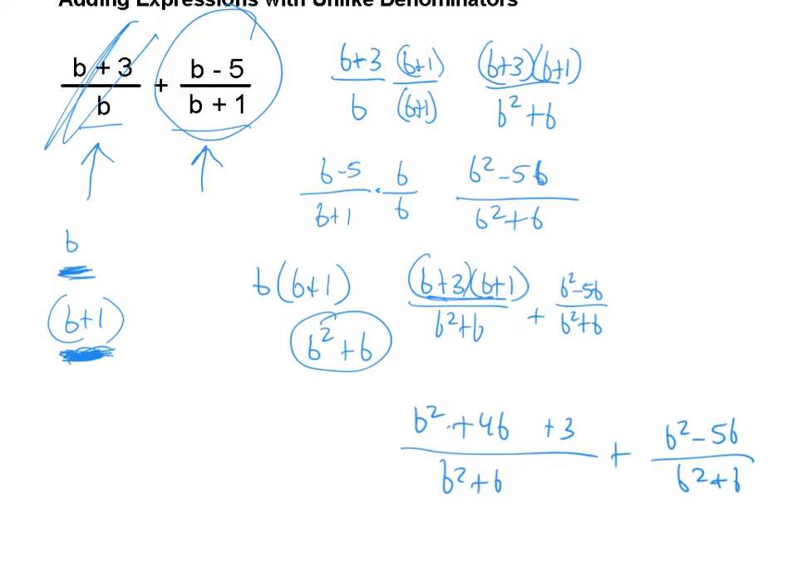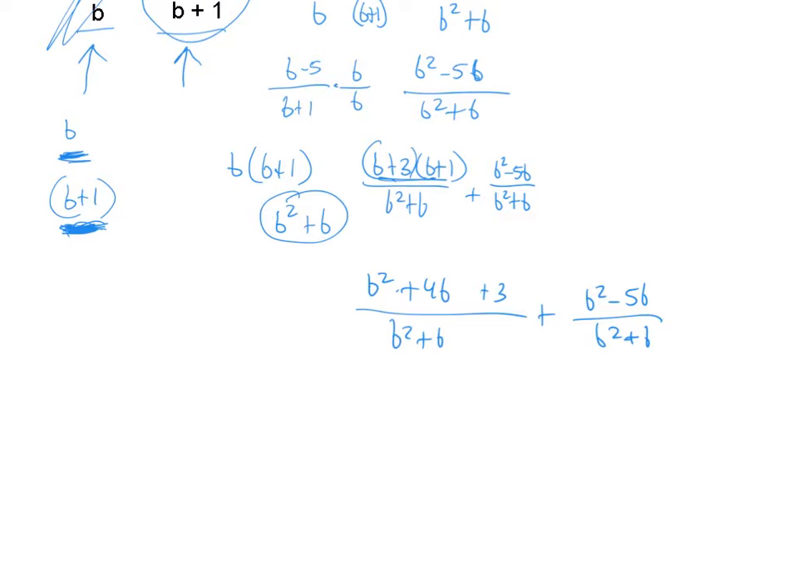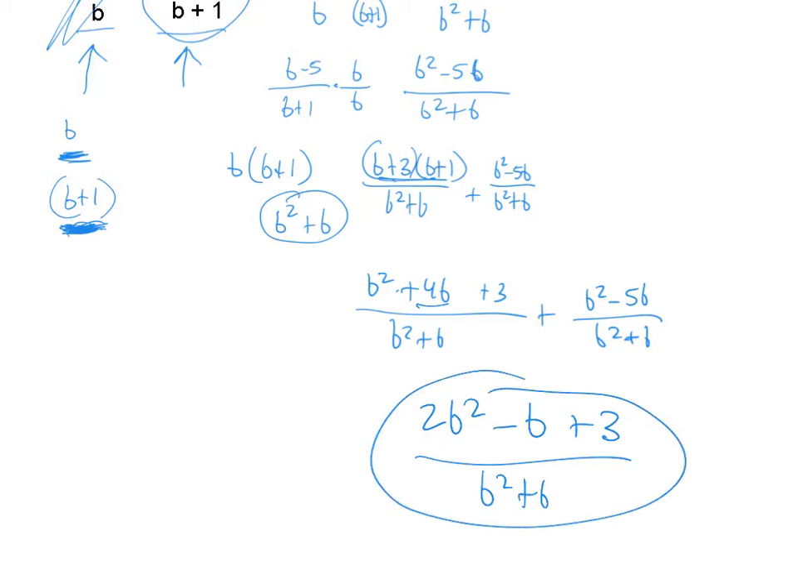Okay, let's combine the pieces that we can then. So we add them up and we get 2b squared, right? We have 4b and minus 5b, minus b plus 3 over b squared plus b. And we're done. So good number of steps.